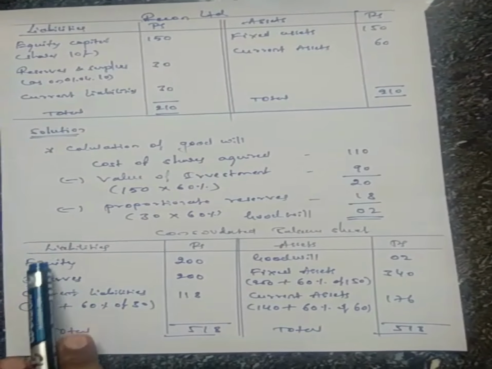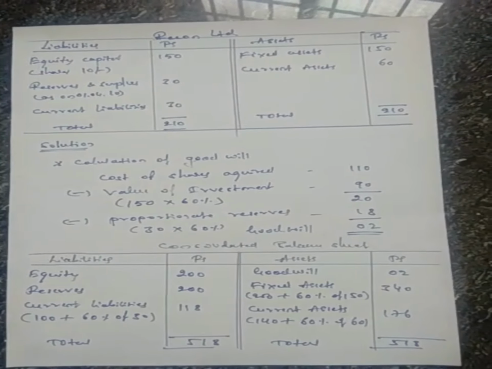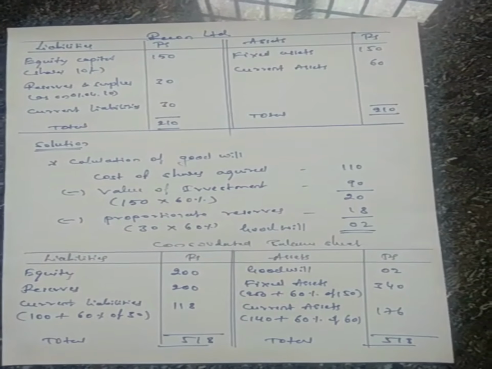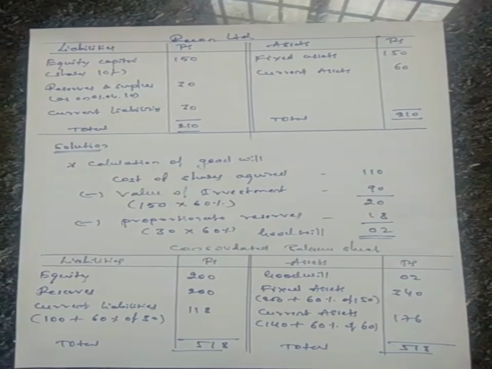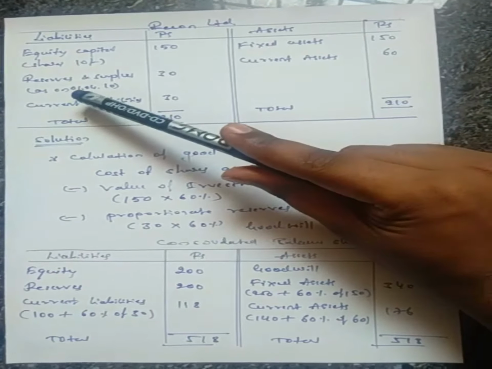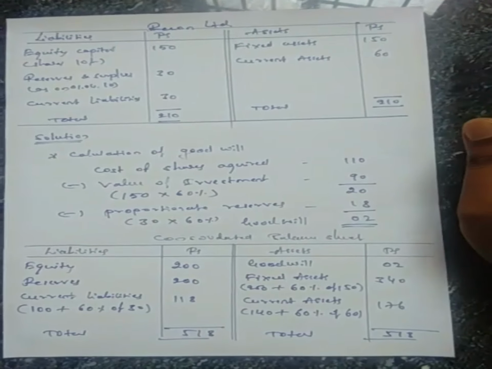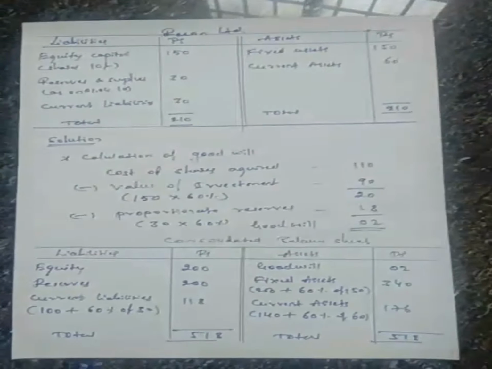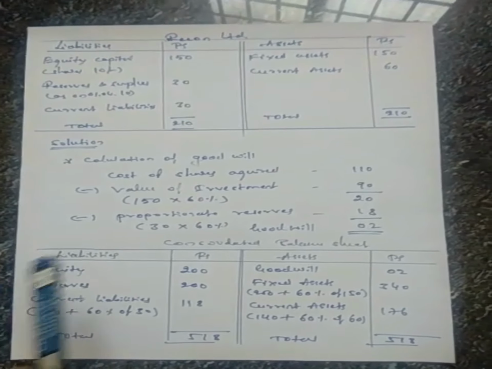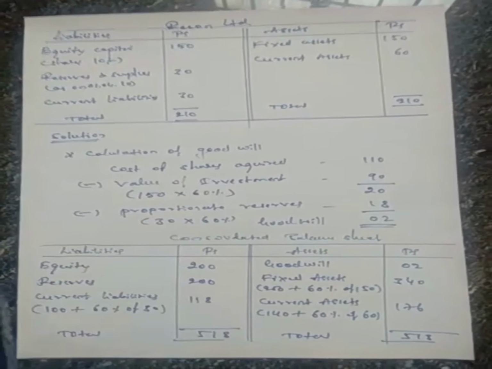So equity as it is, 200 as per the balance sheet, reserves 200 as per the balance sheet. In case of reserves and surplus as on 1st April 2010, meaning last year's reserves, no need to consider last year's reserves in the consolidated balance sheet. If it is in the current year, you need to consider it as per the calculations.